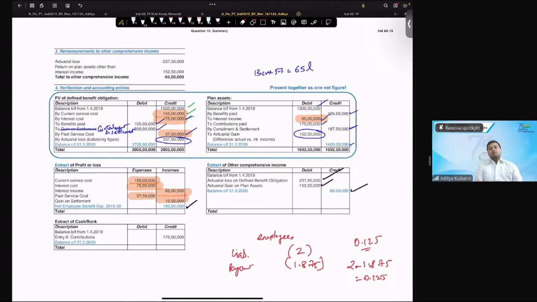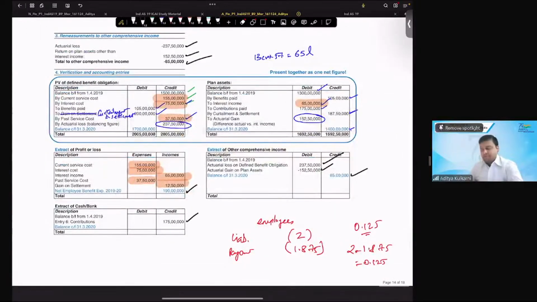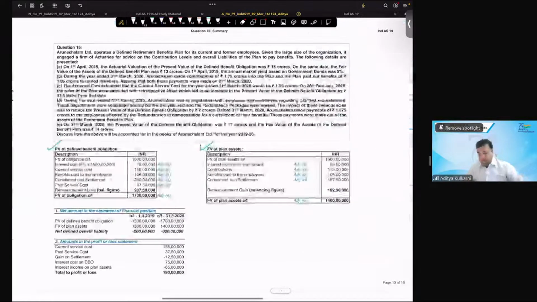Yes, sir. Pooja has not come. Vignesh, clear? Usha, Niranjan, all clear. Okay, fine. So this is done, this is done, this is done. Okay. 85 lakhs. And extract of cash bank, this need not be given. 1.75 crores is what is your payout. Okay, all right.